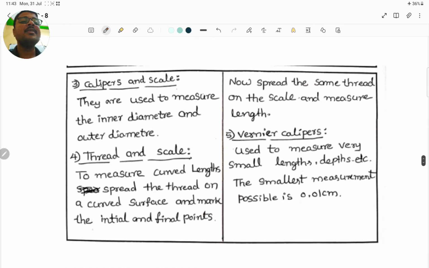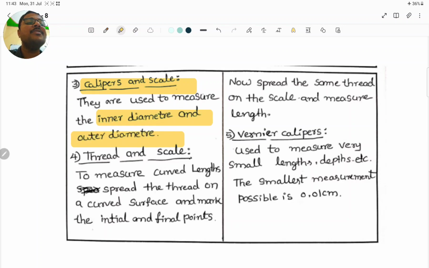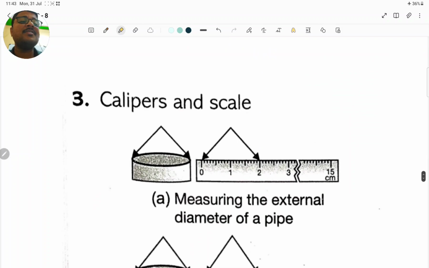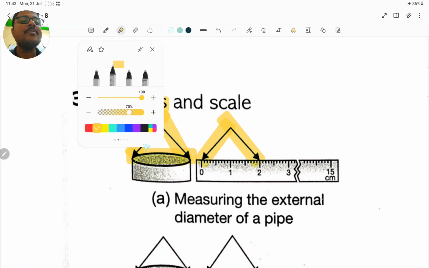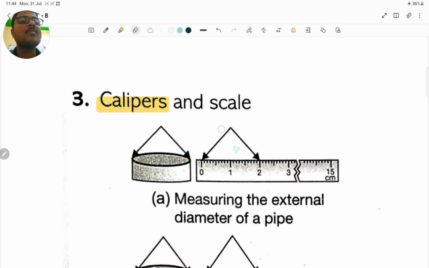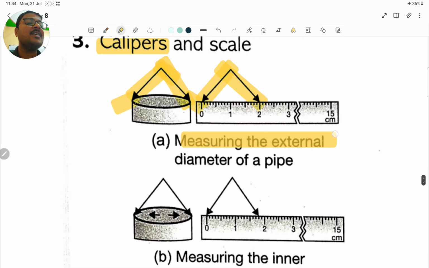Next, calipers and scale. Mainly the calipers and scale are used to measure the inner diameter and outer diameter of objects. This is the calipers, this is the outer diameter, this is the inner diameter. This is also outer diameter. Here outer diameter means the edge point of a pipe. This is measuring the external diameter or outer diameter of a pipe.